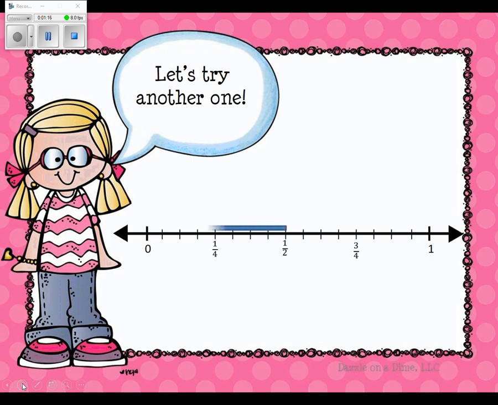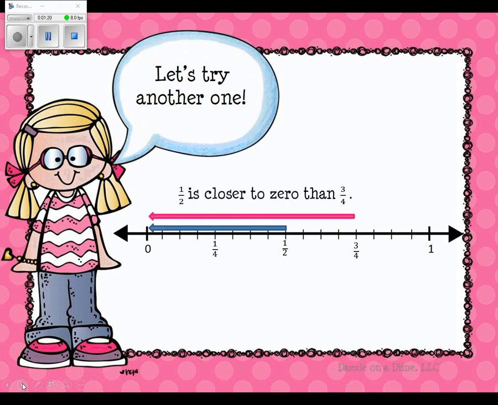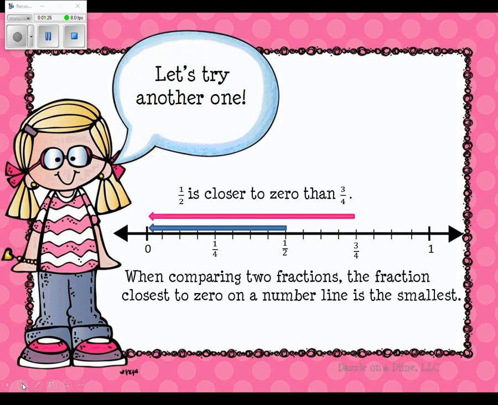This one we're going to do fourths. So we have 1/2. Remember that 1/2 is the same as 2/4, and 1/2 is closer to 0 than 3/4. So we're going to say when comparing two fractions, the fraction closest to 0 on a number line is always the smallest. So 1/2 is less than 3/4.